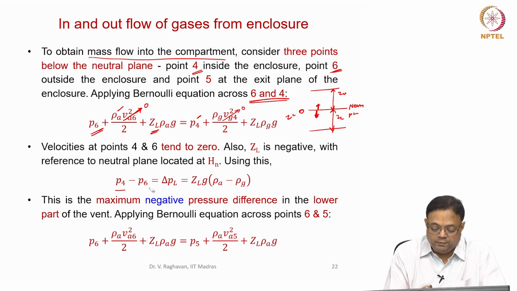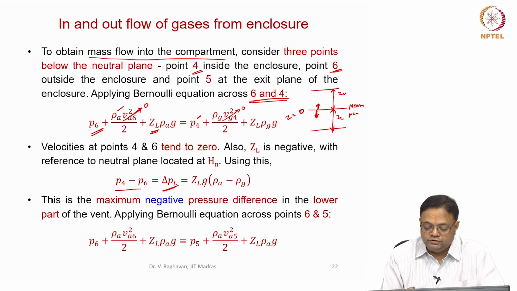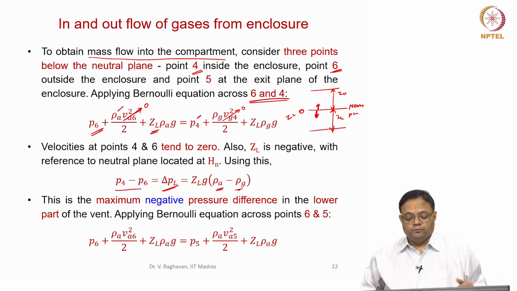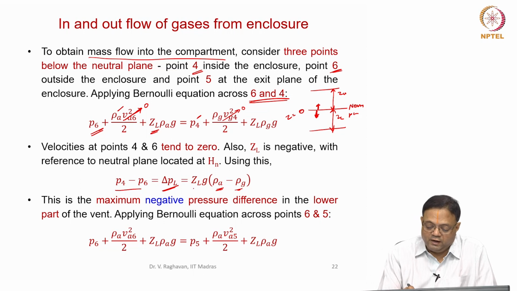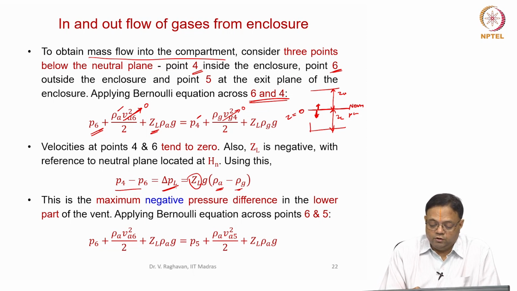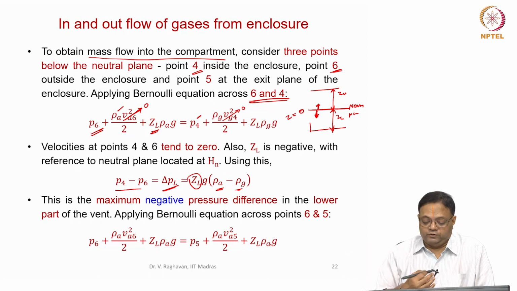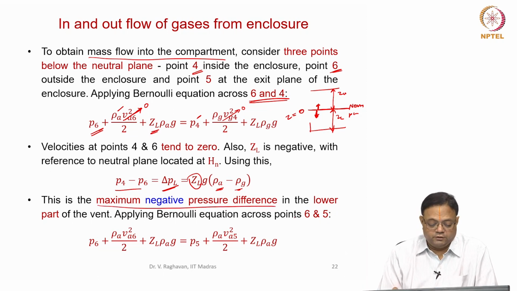So, we can say that P4 minus P6 equal to delta P in the lower zone, or below the neutral plane, equal to G ZL into rho A minus rho G. Now, please see this, ZL is actually measured from the top. If we say Z direction is positively upward, since the origin is now shifted to the neutral plane, this is negative. So, P4, the pressure inside the enclosure, minus the pressure outside the enclosure, is negative now. That means P6 is greater than P4, the flow comes in. So, this is the maximum negative pressure difference in the lower part of the vent.